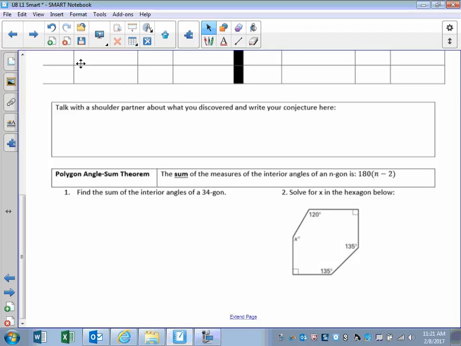Welcome to Unit 8, Lesson 1. This is going to be all about quadrilaterals and polygons.